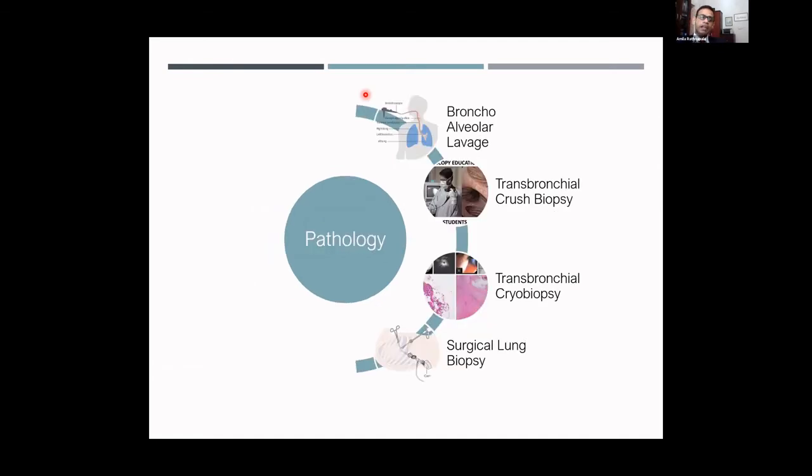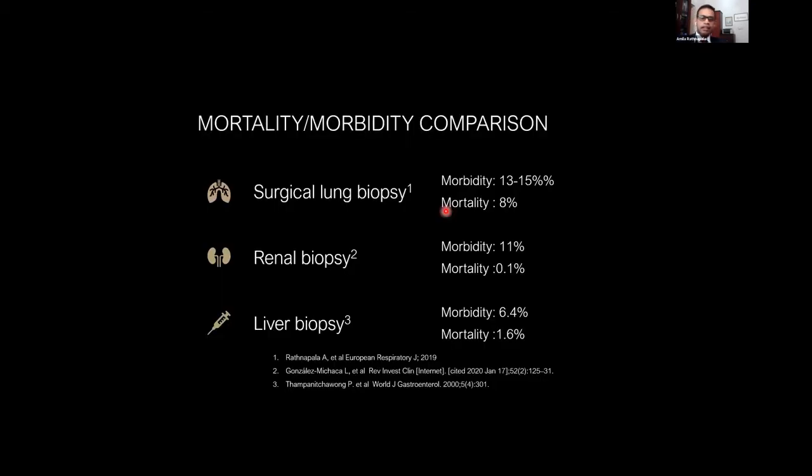In inconclusive cases, we still do pathology in these patients in the form of bronchoalveolar lavage or transbronchial crush biopsies, and they are evolving to transbronchial cryobiopsy, as my previous speaker told. It's not available in Sri Lanka yet, and ultimately surgical lung biopsies. However, the surgical lung biopsy carries a bit of significant mortality.